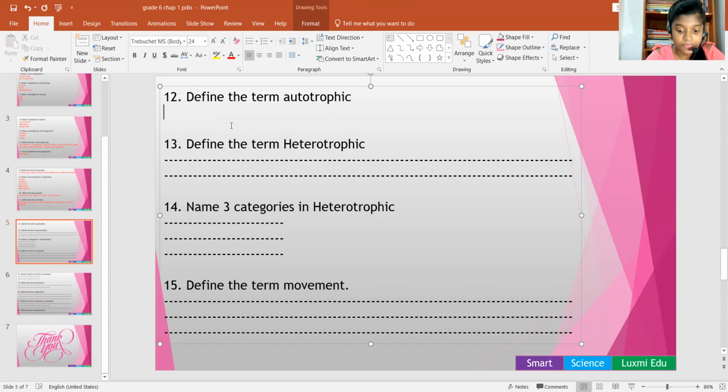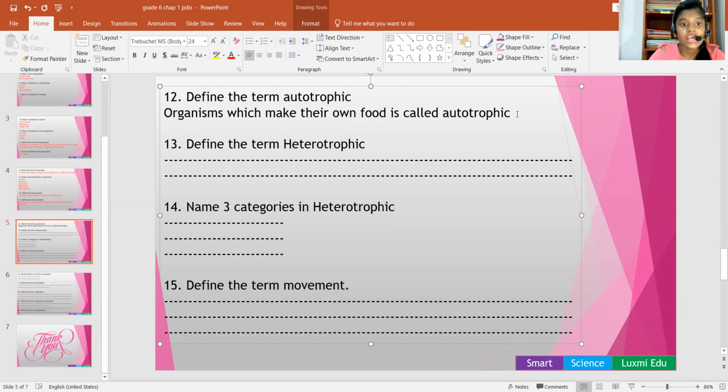Define the term autotrophic. So organisms which make their own food is called autotrophic. Okay, so organisms mean living things which make their own food is called autotrophic. Understood? Yeah.